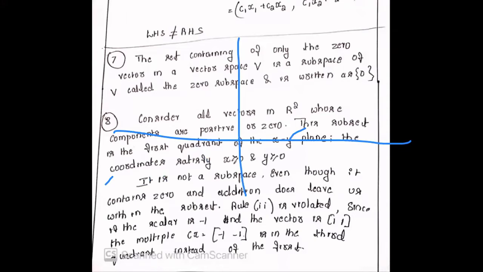Suppose you consider (-3, -1), and you add it with (1, 2). What happens when you add (-3, -1) and (1, 2)? What you get is -2, and -1 plus 2 is 1. So you get (-2, 1), which is in the second quadrant. So again it fails. So the conclusion is this.